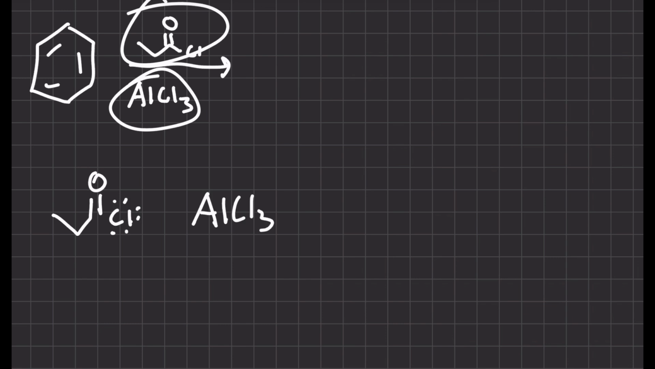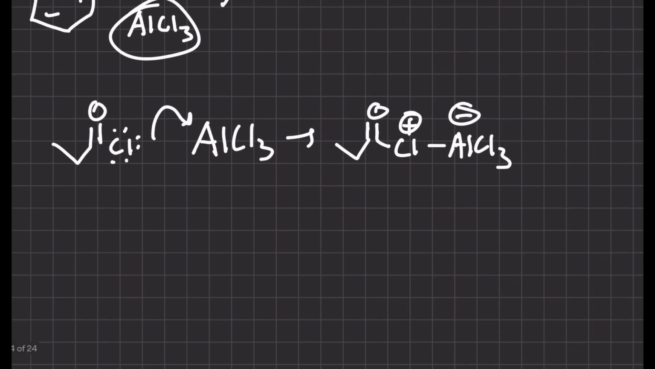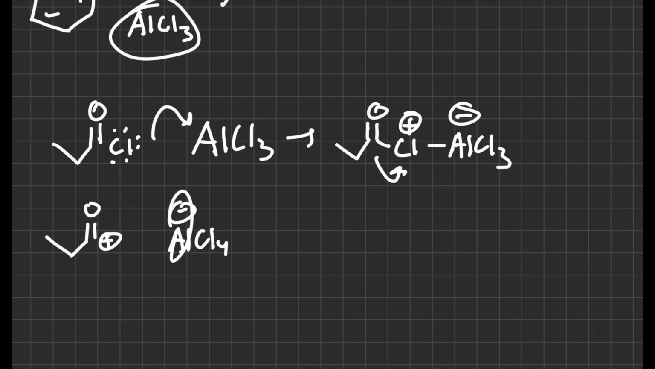Just like alkylation, our chlorine is going to attack our catalyst, forming our complex. We're going to have a negative charge on the aluminum and a positive charge on the chlorine. And just like alkylation, we're going to also dissociate from the rest of our molecule. We're going to create our electrophile, and we're going to have our AlCl4. Or let me redraw this so that we can have our chlorine on the end.